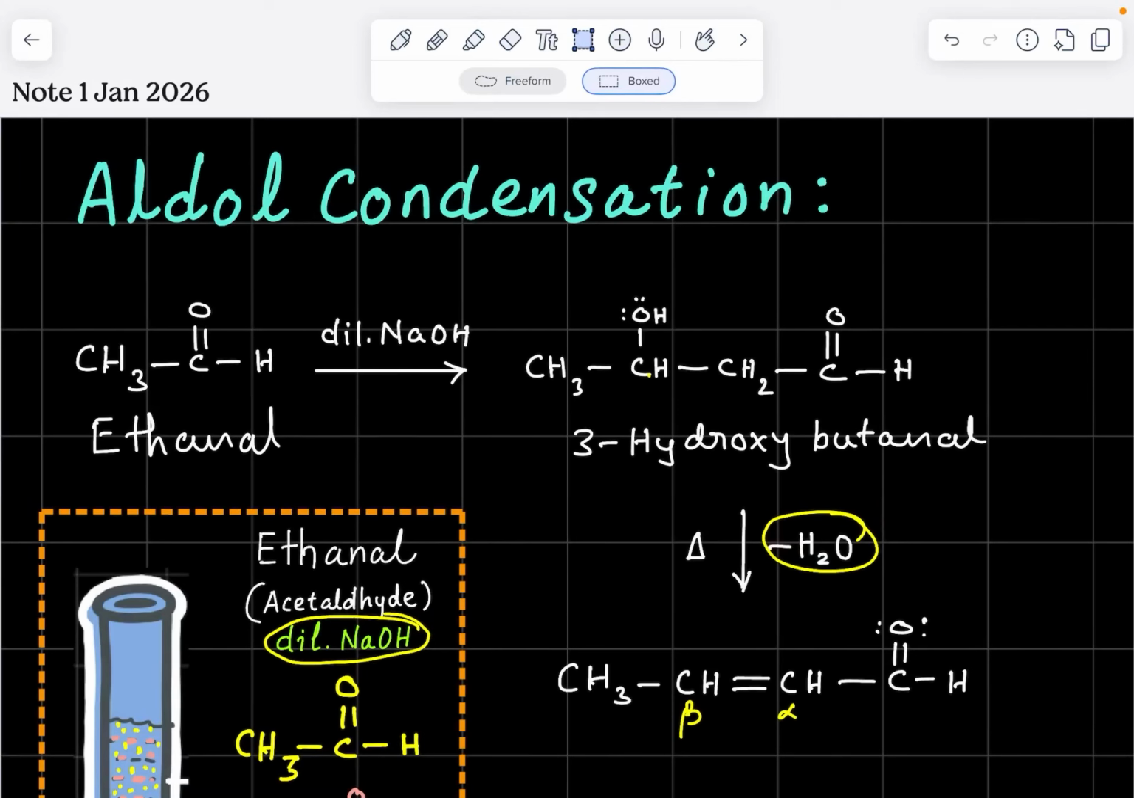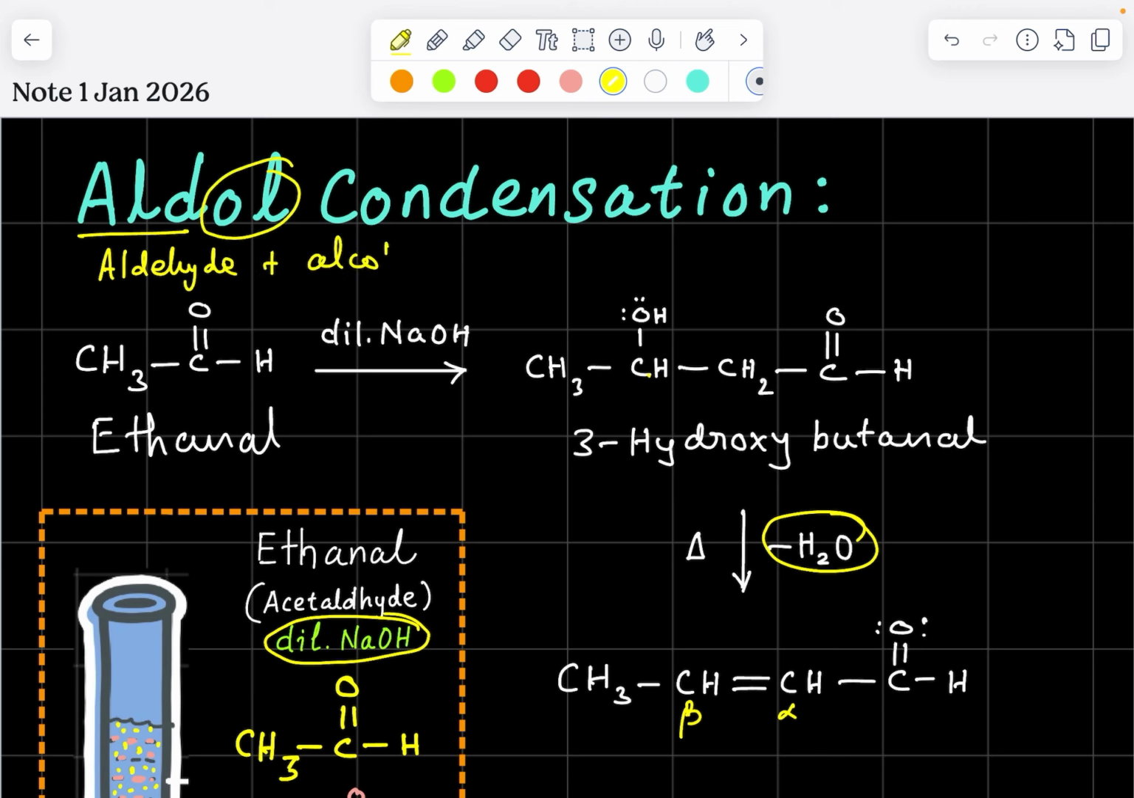Aldol condensation reaction concept is very important for many of the competitive exams. So now I just explain what is meant by aldol. The "ald" represents aldehyde and "ol" is for alcohol. So now I have the formation of a product derived from the functional groups of aldehyde and alcohol.